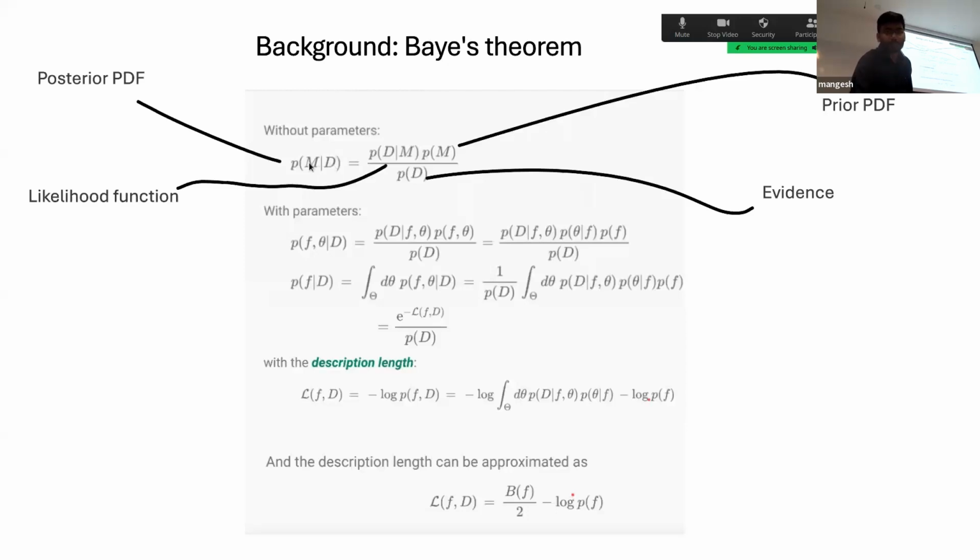If you replace m, that is the model or function, with f and its parameters as well, theta. So f is the function and theta are the parameters of each function. Then you can expand it like this. It's the same thing. It's just that you get an additional term, which is the prior posterior distribution function in function space.